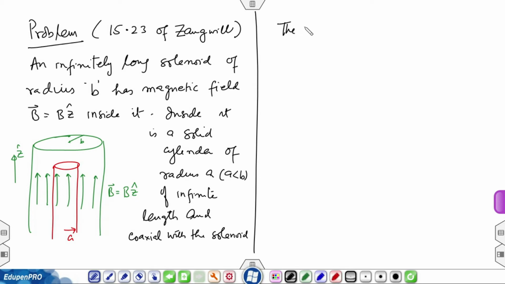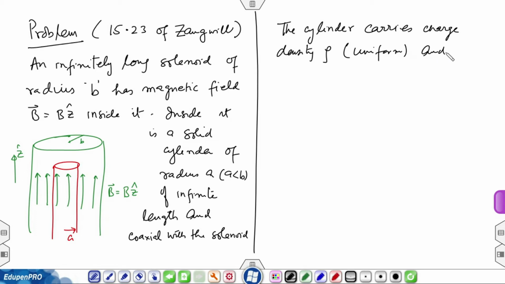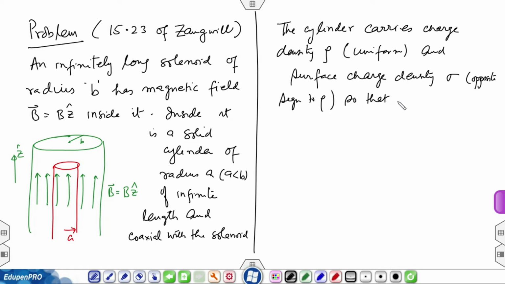The cylinder carries charge density rho, which is uniform, and surface charge density sigma will be of opposite sign to rho, so that it is neutral. That means, it carries no net charge.